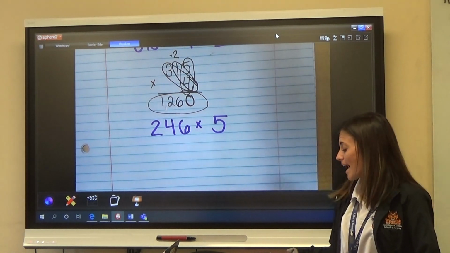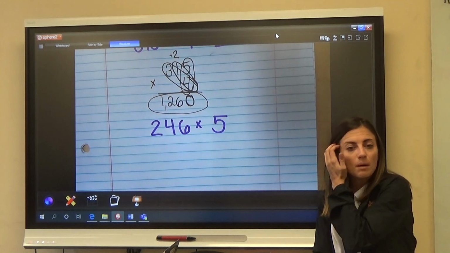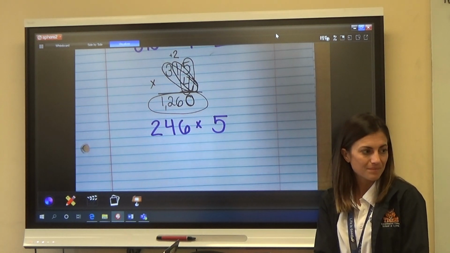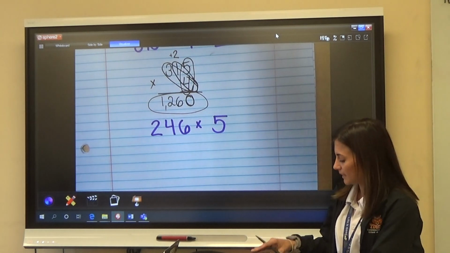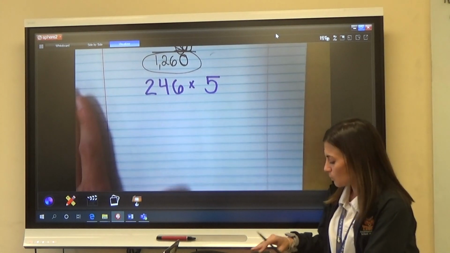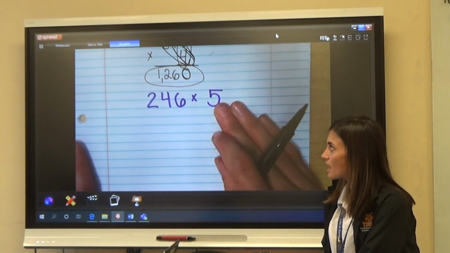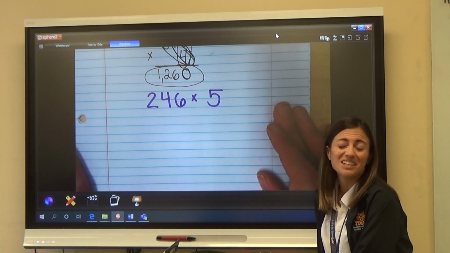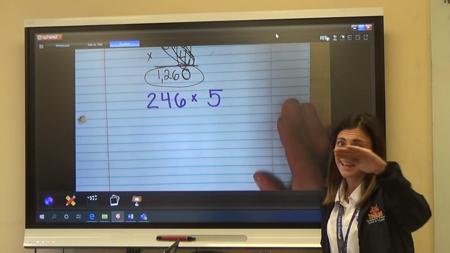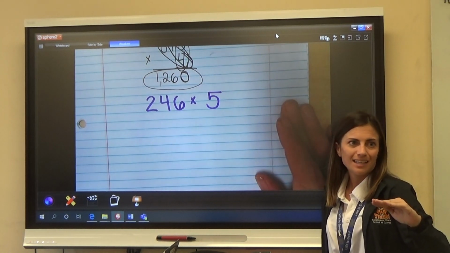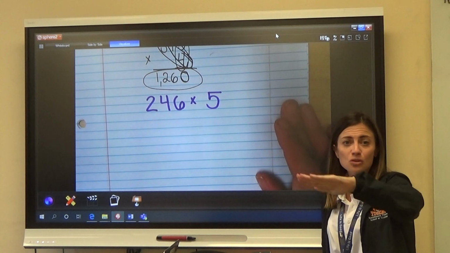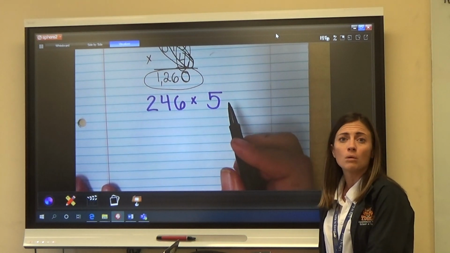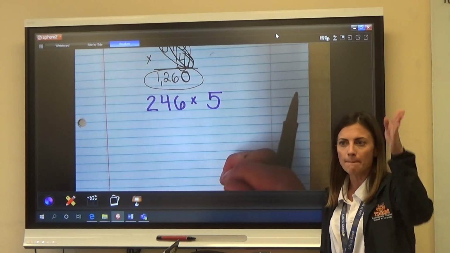246 times 5. Who can tell me what my first step is that I'm gonna do again? You gotta do it downward. I gotta line it up vertically. Now in my class, when it's lined up horizontally, what do we call that? Moana style, because Moana is all about that line where the sun meets the sea. That's called the horizon. It's horizontal. We don't want to multiply like this. We want to multiply vertically, up and down.